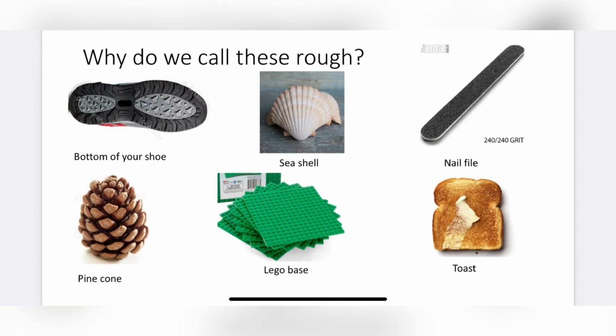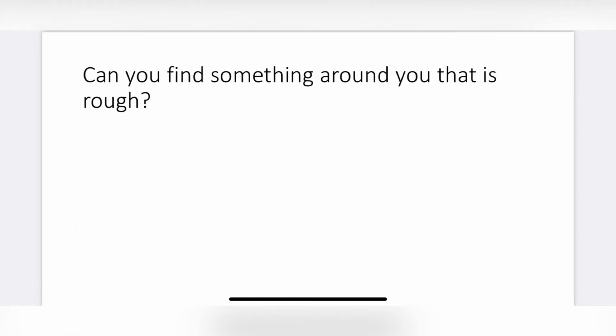So, let's start thinking about other objects that we know have these same properties. So, can you look around your house, wherever you are, and find something around you that is rough? Something that if you ran your hand across it, it would be uncomfortable. It would be really bumpy, that it might even scrape your hand. Maybe one object that you could find is maybe the bottom of your shoes. Those tend to always be rough.